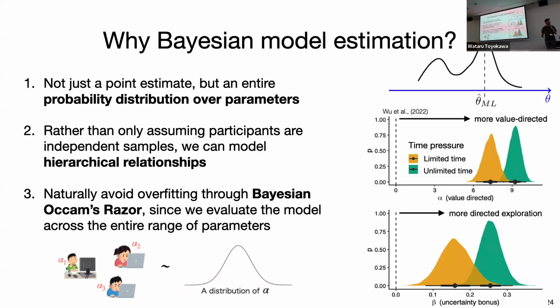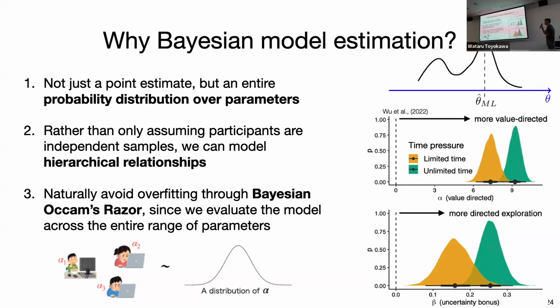And this maybe gets us a better way to account for individual differences and to get some overall effect of some manipulation. For instance, this is an example from one of my publications where we had people do a reinforcement learning task under time pressure, and we see that time pressure influenced how much value-directed choices they made. There's a reduction along this scale. And here, these distributions represent the population-level estimates of the parameters, okay?